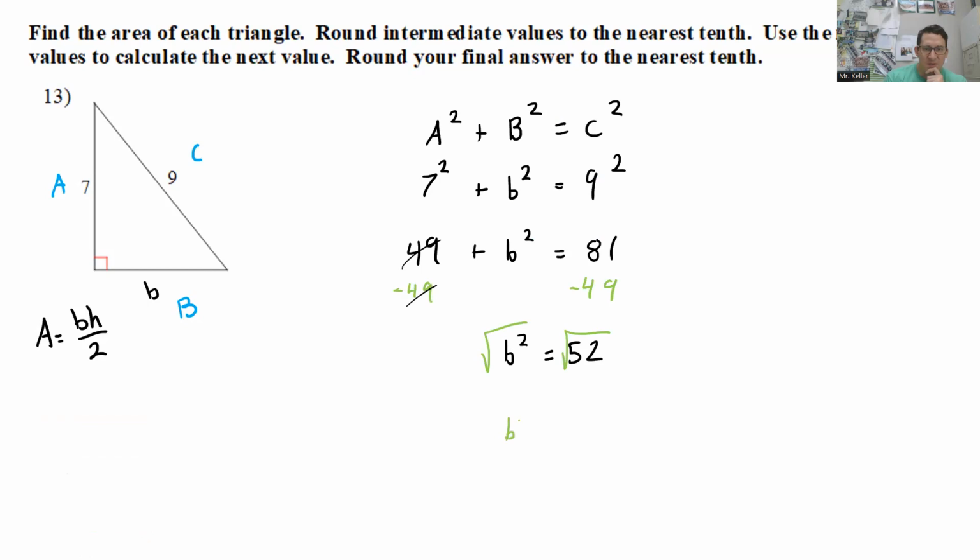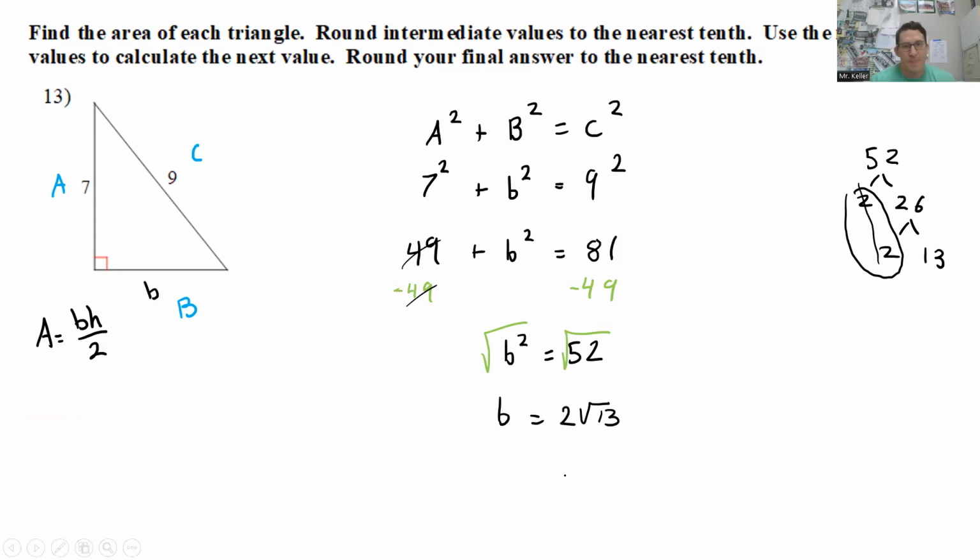So you get B. We do need to do a buddy system on this. Square root of 52 splits into 2 times 26. 26 is 2 times 13. So I have a pair of 2s. If you remember, for every pair, 1 goes on the outside of the radical, and then I have a 13 left on the inside. So it'll be 2 root 13.